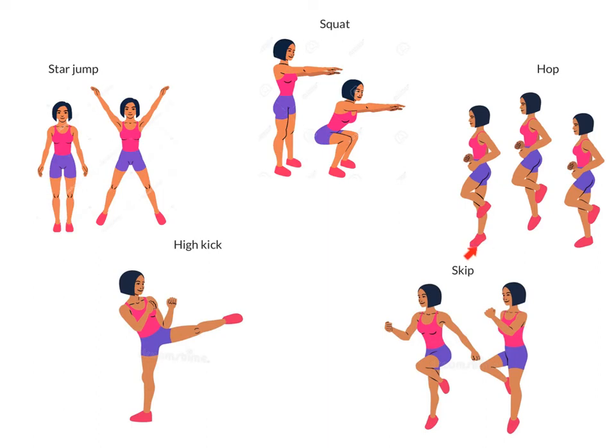A hop, you start on one leg, you jump up into the air and you land back down on one leg. A high kick is just you stand with your feet together and you kick your leg out, trying to get as high as you can. And a skip, hopefully you all know what a skip is, and you can either do that moving around or you can do it on the spot. So those are what all the different movements are. You can rewind it back and re-listen to it before we start our actual activity.